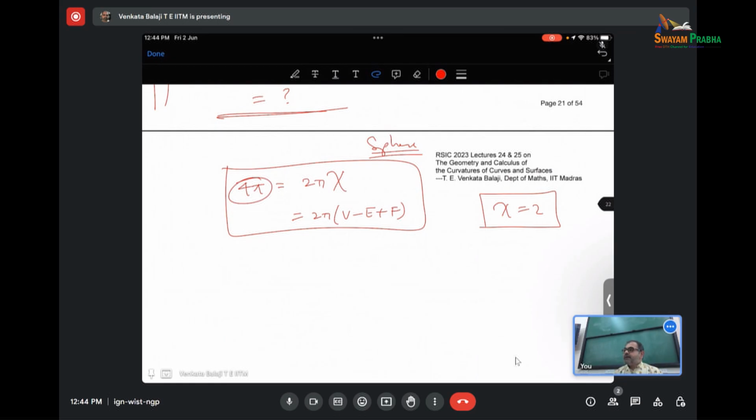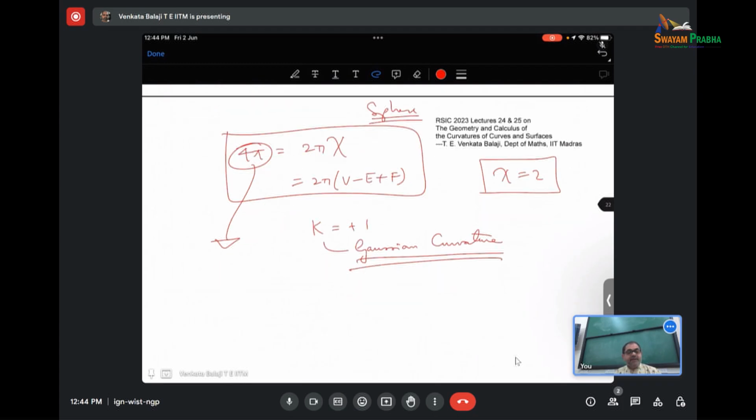So where is the differential geometry part coming in? What is this 4π? I will tell you something. The sphere has what is called Gaussian curvature plus 1. And this 4π is the area. So this 4π can also be written as the integral over the sphere, over the area of the sphere, of the curvature function.